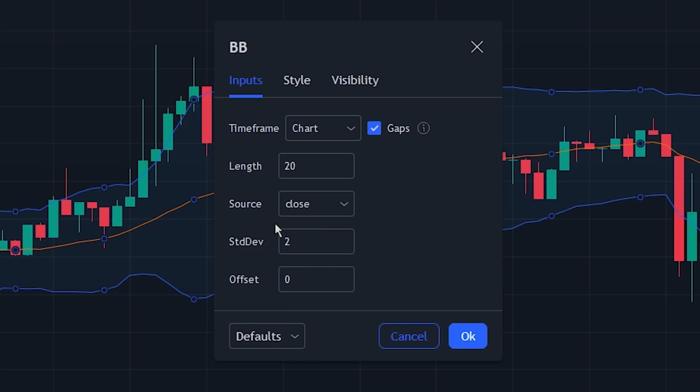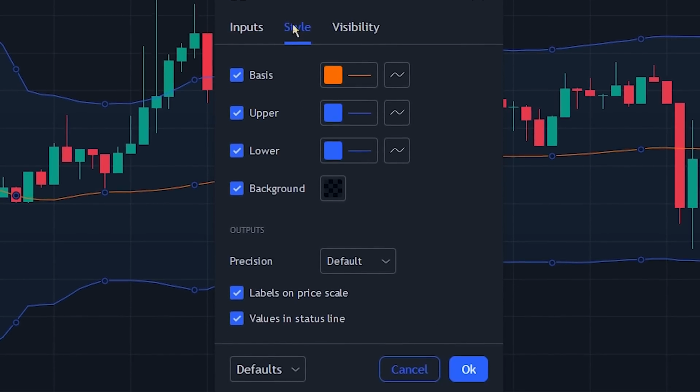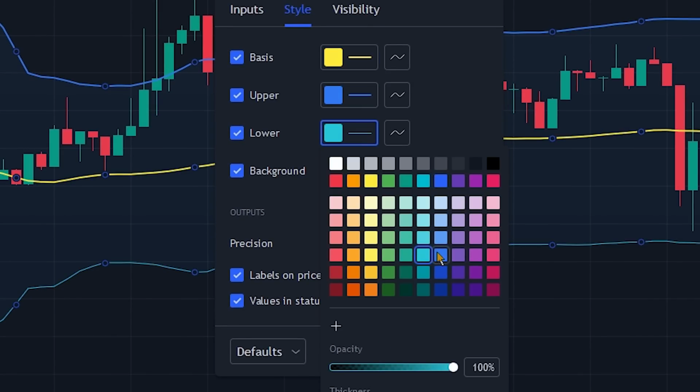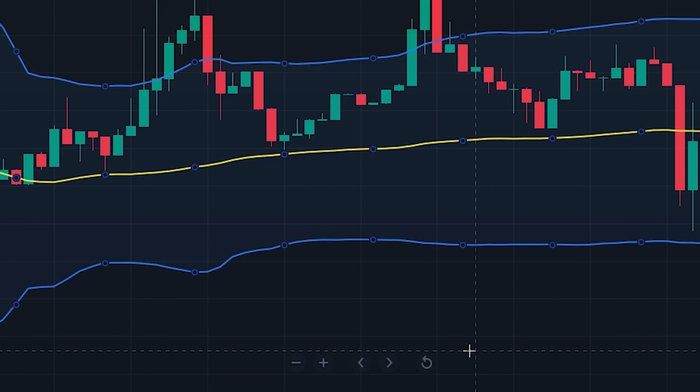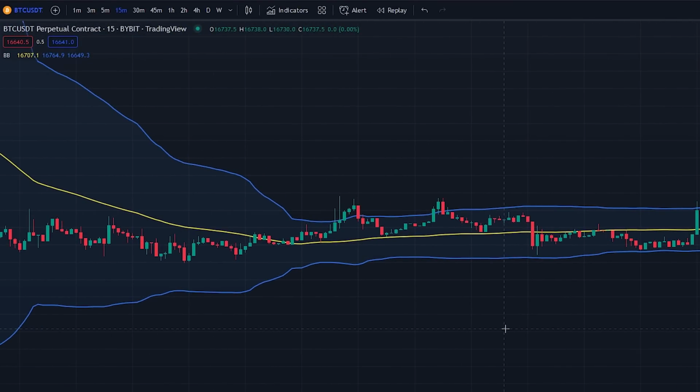We will be keeping all of the input settings the same except for the length. We will be changing the length from 20 to the Fibonacci number of 89. After that, navigate to the Style Settings. We'll be changing the color and thickness of the lines to make them easier to see. That was all that we needed to do. Now let's take a look at how we will be using the indicator.